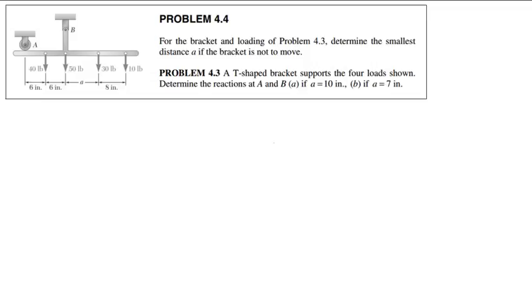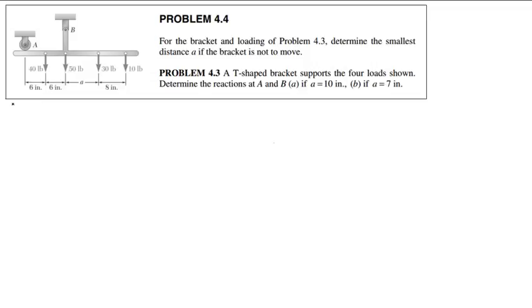A T-shaped bracket supports the load shown. Determine the reactions at A and B if A is 10 inches and B is 7 inches. Or if A is 7 inches. Determine the smallest distance A. Maybe I can work through both.